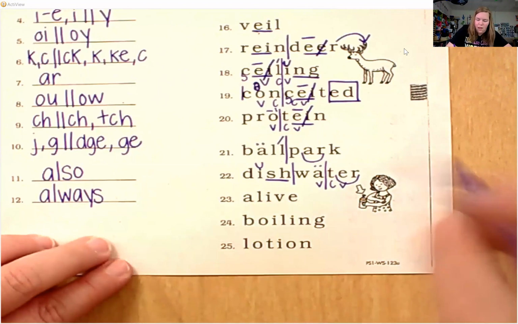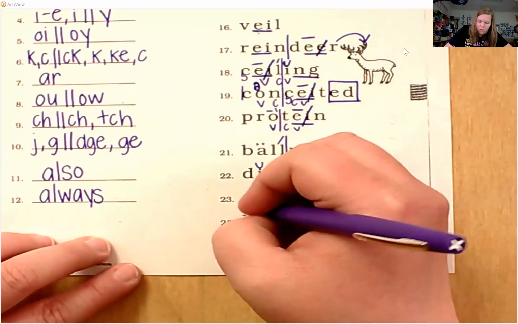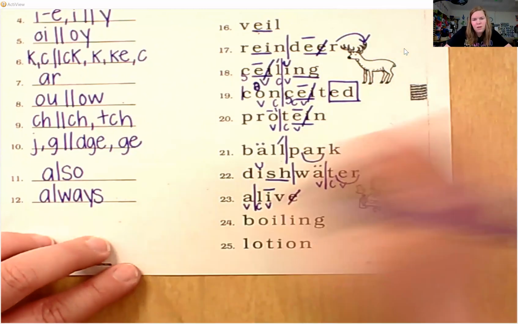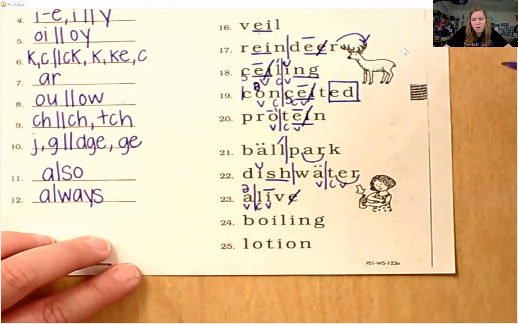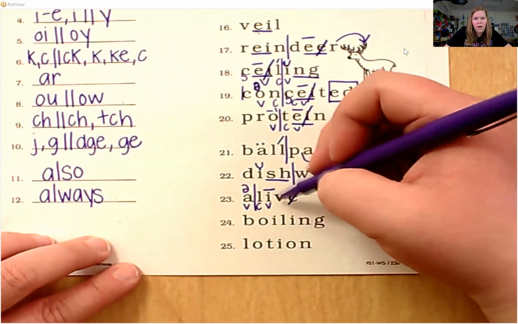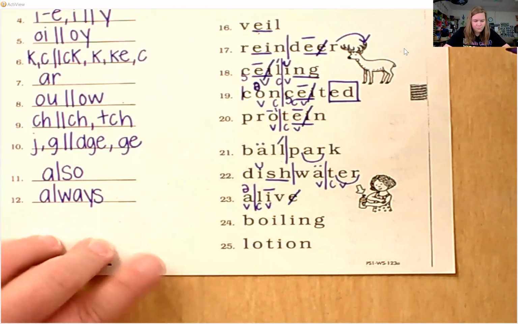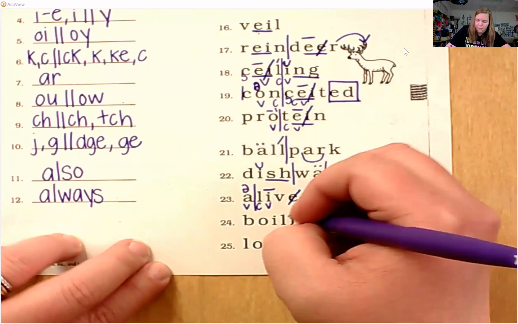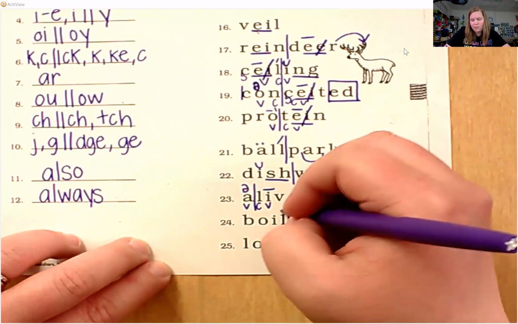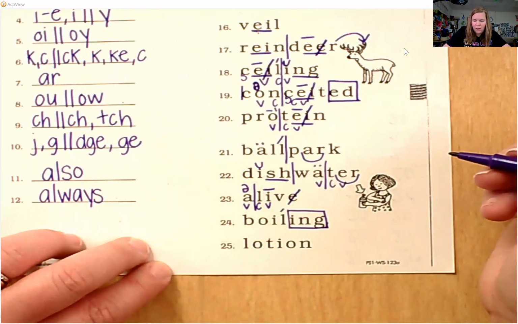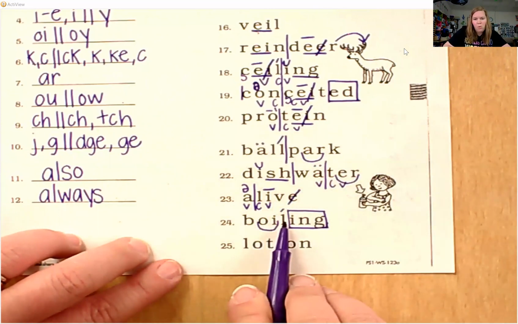Number 23 has I, consonant E. We still have another vowel, so we have vowel, consonant, vowel pattern. Since the A is alone, it's going to say uh, so we put that schwa. Alive, alive. Number 24 has suffix ing. Put a box around that. We can go ahead and put our accent mark because it has a vowel. We have diphthong OI. Boil, boiling.